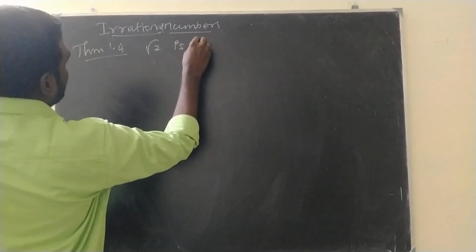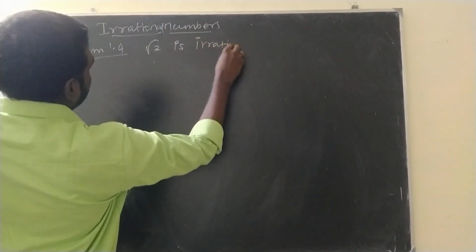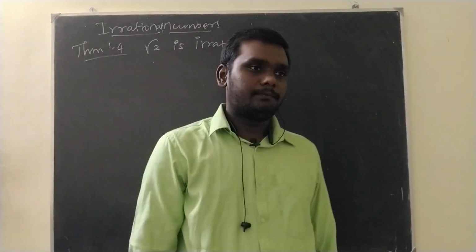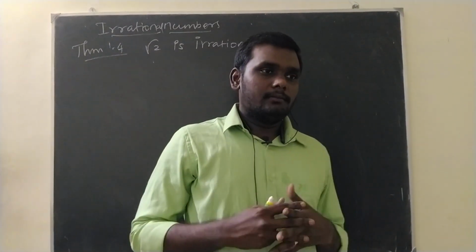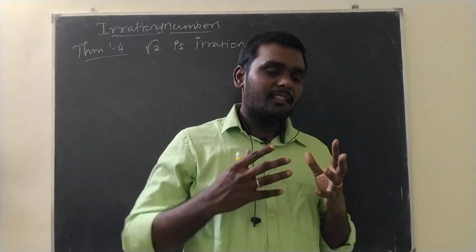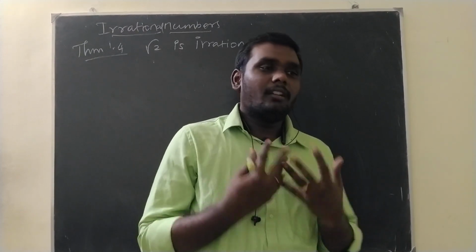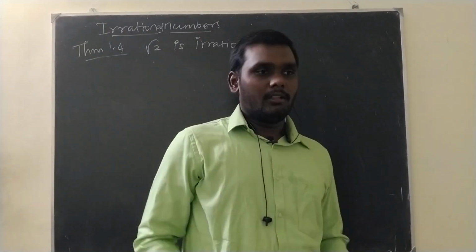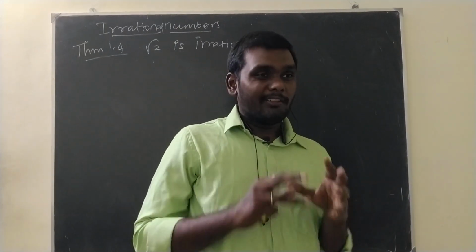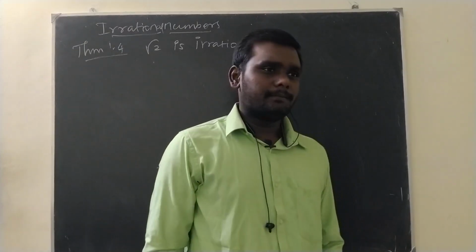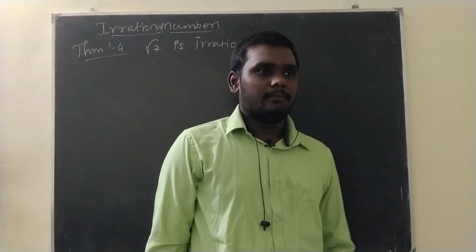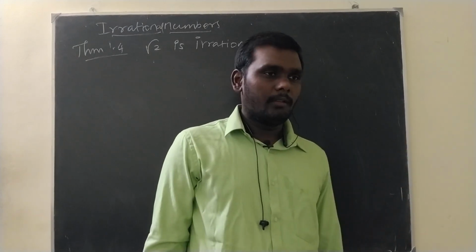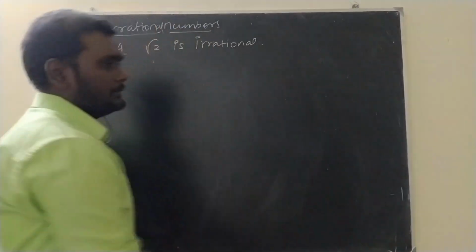Root 2 is irrational. There is a proving method in math that works like this: we assume the contrary first, and at last we say we assumed wrong. The method of going about a proof like that is the method of contrary, proving by contrary, or else proving by contradiction.